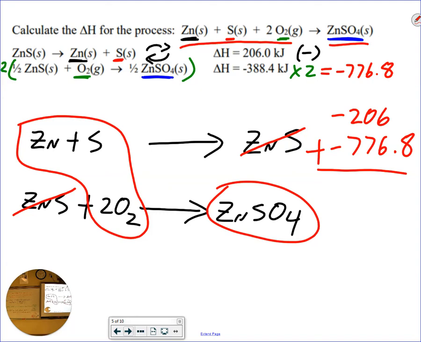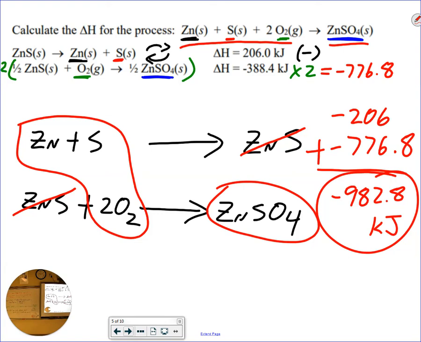Yeah. All right, cool. So negative 982.8 kilojoules. And we're done. All right. It really doesn't get much harder than that.